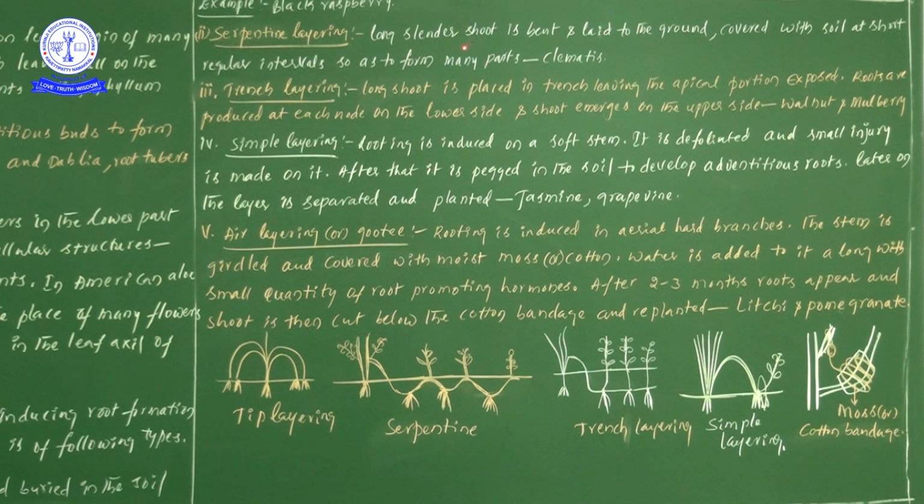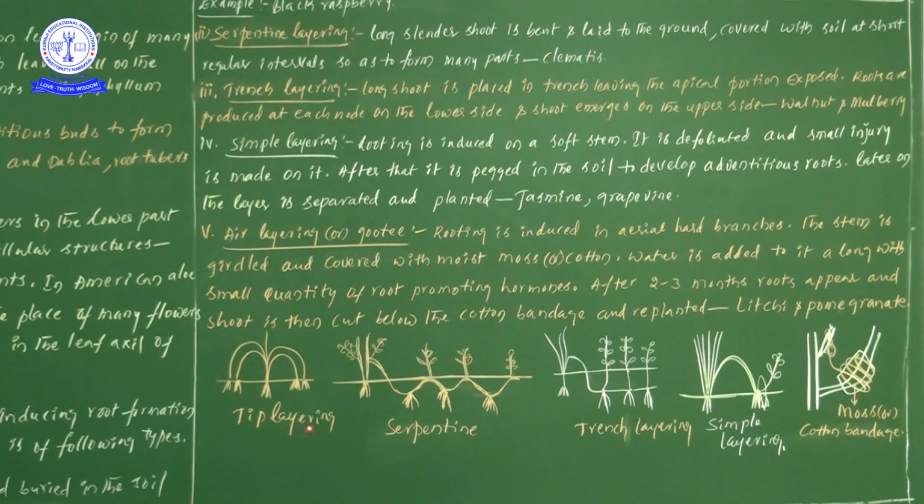A long slender shoot is bent and laid to the ground and covered with soil at short regular intervals so as to form many parts. Best example, clematis. Once you see this statement, we cannot understand anything. That's why here I have drawn small rough diagrams. So based on the diagrams, let us have a look at these statements one by one.